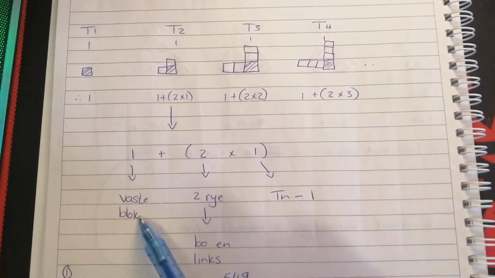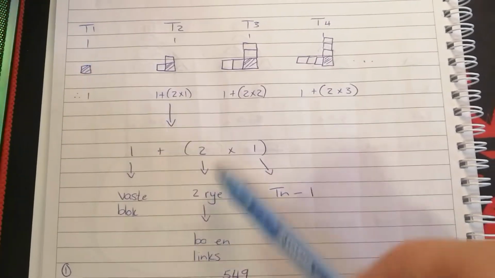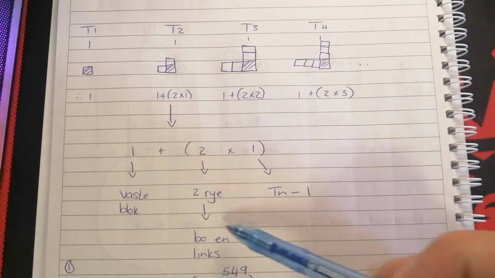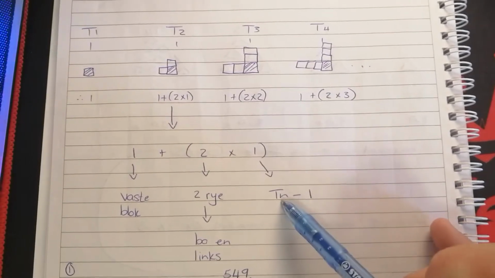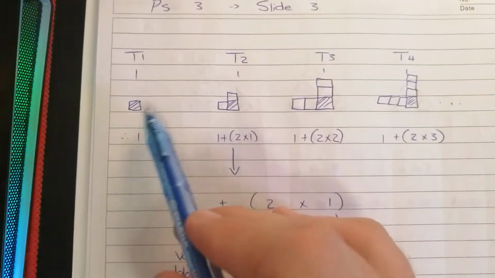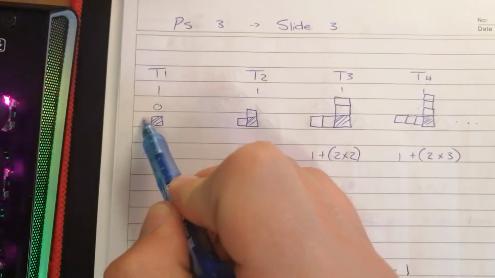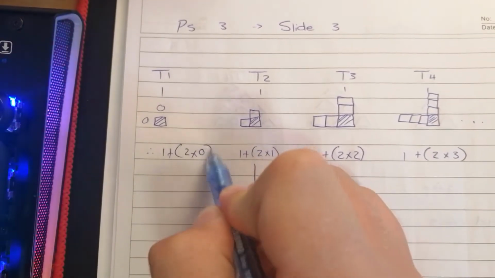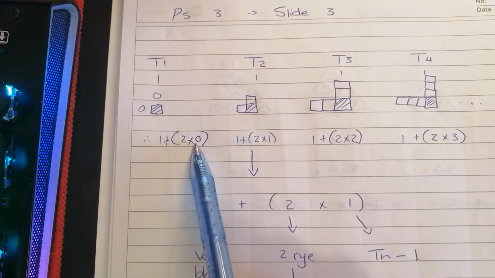The 1 over here is the one that is fixed, right? Then the 2 is the amount of rows that you're adding to, so top and left, again 2. And then the last one is your term number minus 1. So in this case over here, you would have the 1, which is the fixed one, and then you're adding 0 to the top and 0 to the left. So you'd have 1 plus 2 times 0, because you're adding to two sides, but you're adding nothing.